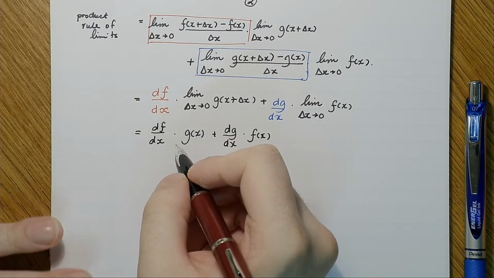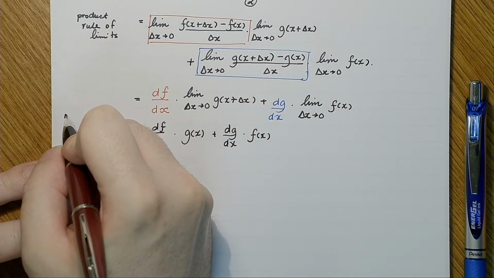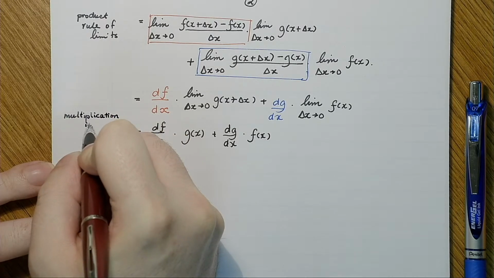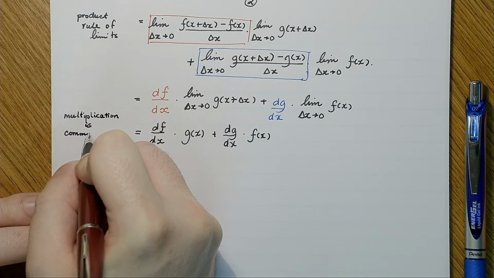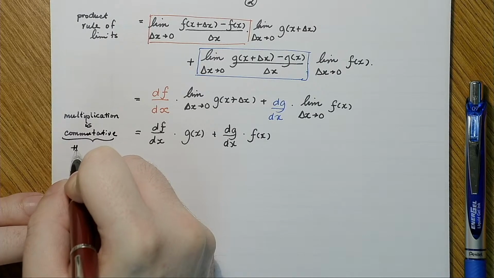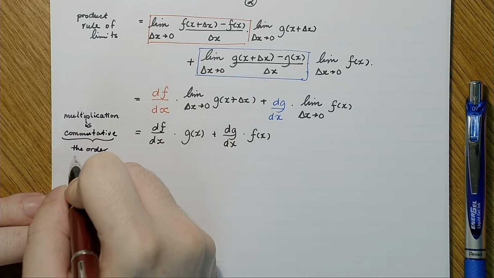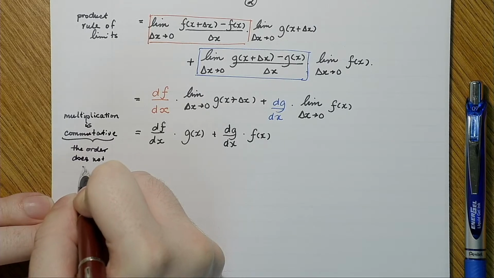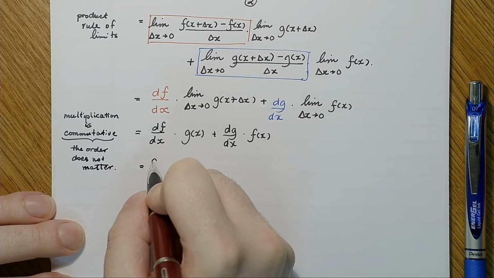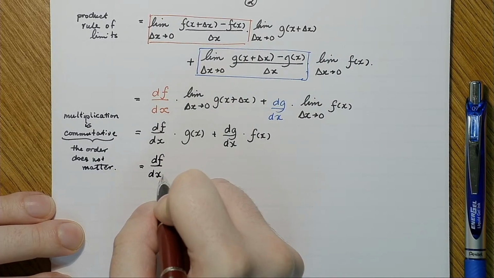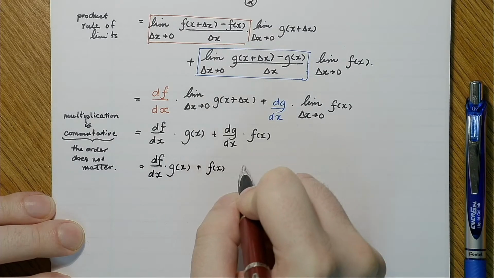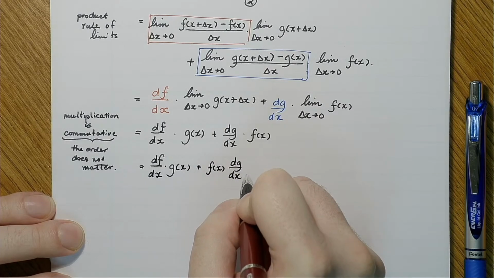Multiplication is commutative. We should remember that from 106. Multiplication is commutative. And what does commutative mean? The order does not matter. So again, I can write df by dx times g plus f of x dg by dx.